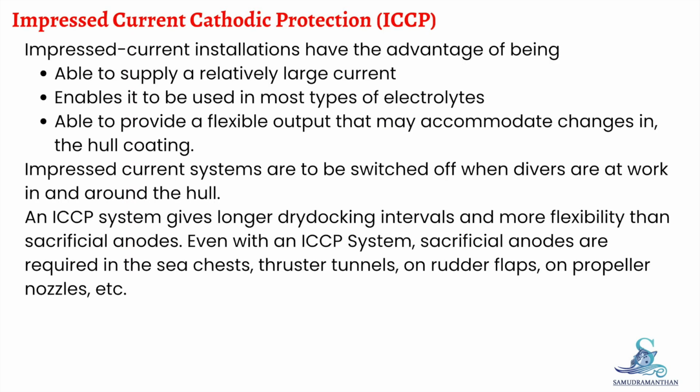In summary, cathodic protection works by ensuring that the steel structure always acts as the cathode, preventing oxidation and corrosion. Whether achieved through sacrificial anodes or impressed current systems, cathodic protection is an essential part of corrosion control in marine structures.